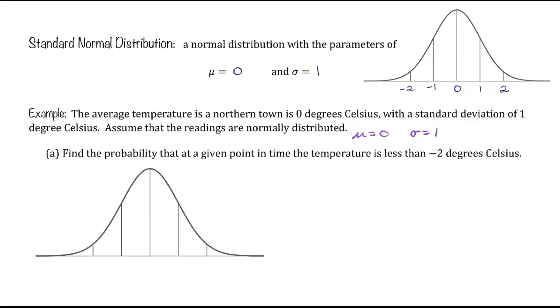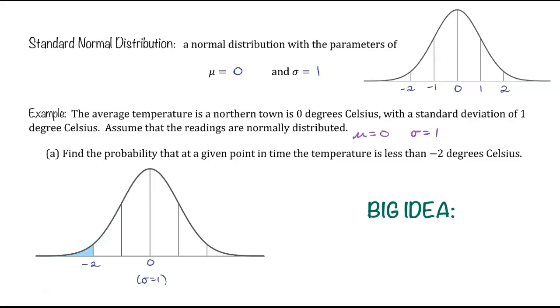We'll start with our picture with a mean of 0 and a standard deviation of 1. -2 degrees Celsius is 2 standard deviations below the mean, and finding the probability that a given temperature is less than -2 degrees Celsius is equivalent to finding the area under the curve to the left of -2.